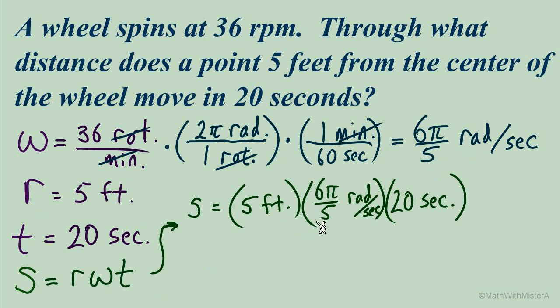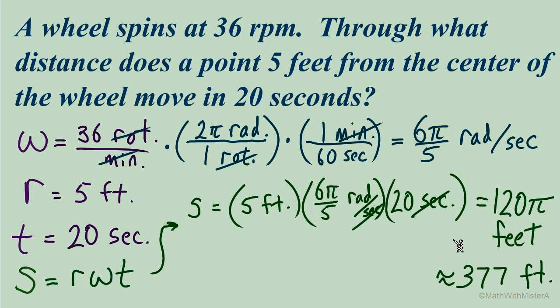R times omega times t: 5 feet times 6 pi over 5 radians per second, times 20 seconds. We can see our units of seconds will cancel. The radian units will go and leave behind just the feet. So this multiplication comes out pretty nice. 5 cancels with the 5, 6 pi times 20 equals 120 pi feet. Seconds cancel, radians are gone, feet the unit left behind. As an approximate decimal value, 120 times pi, approximately 377 feet.